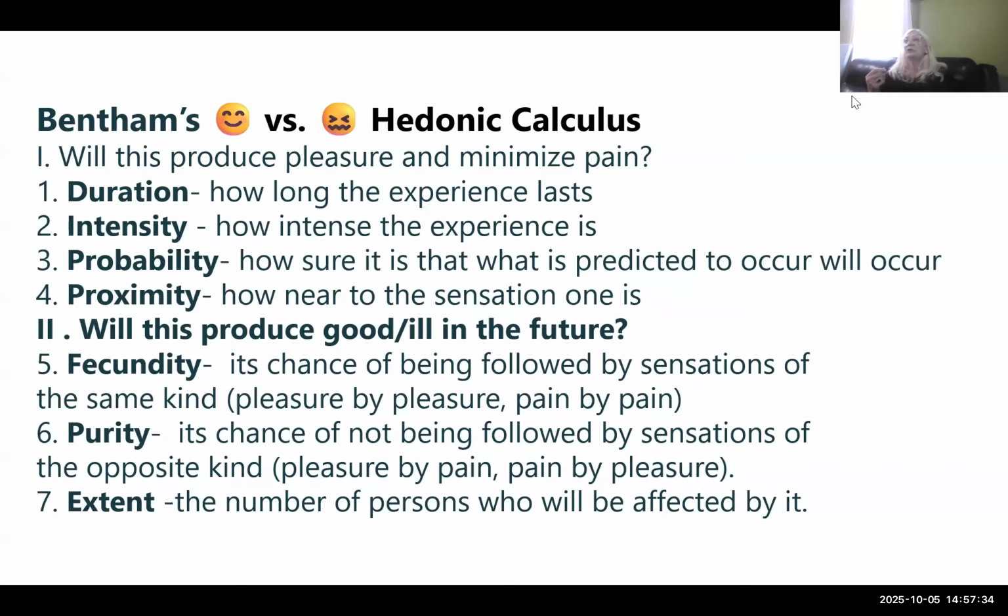Next, he thinks about purity. So this is sort of the opposite of fecundity. It's the chance of not being followed by sensations of the opposite kind, a pleasure by a pain or a pain by a pleasure. We can think of this: eating cake is pleasurable, but eating too much cake is followed by pain.